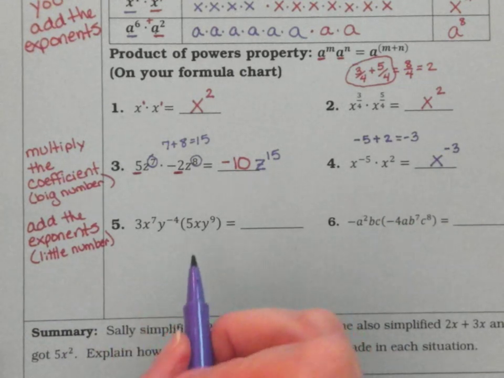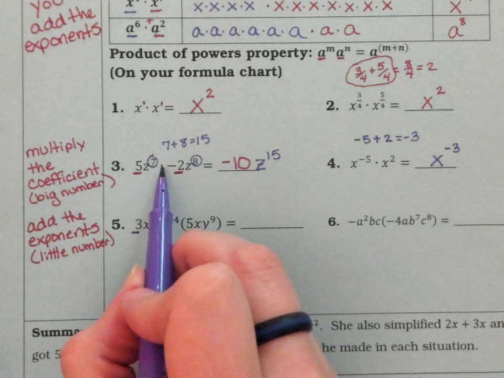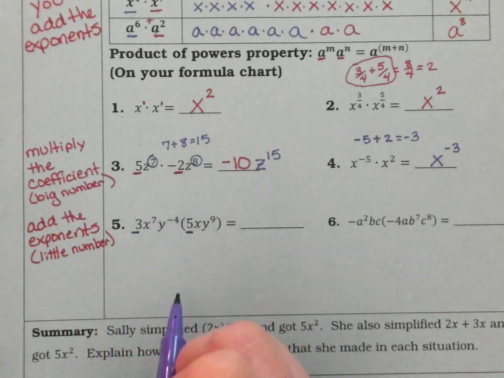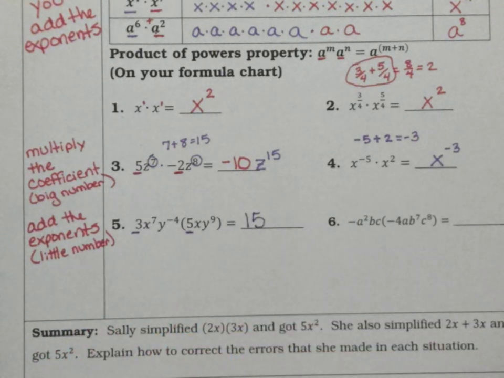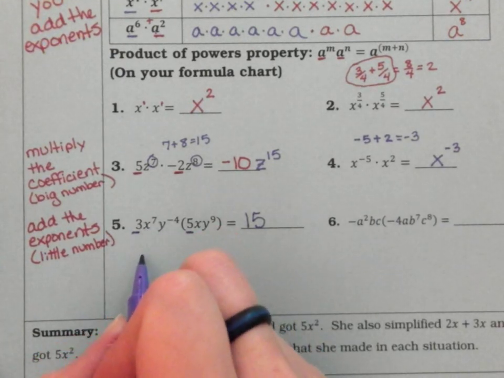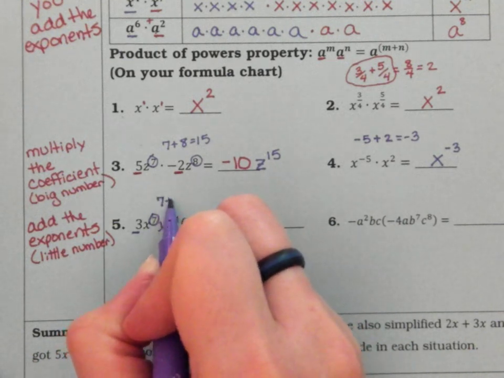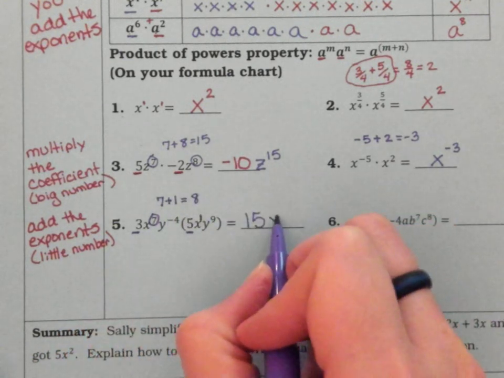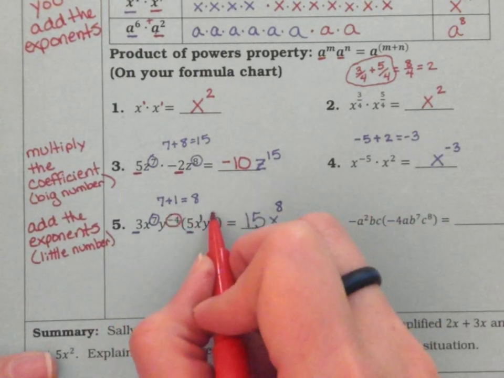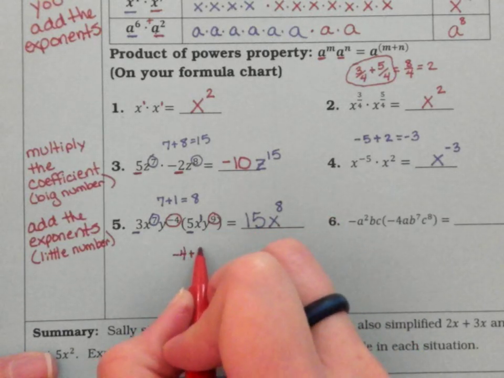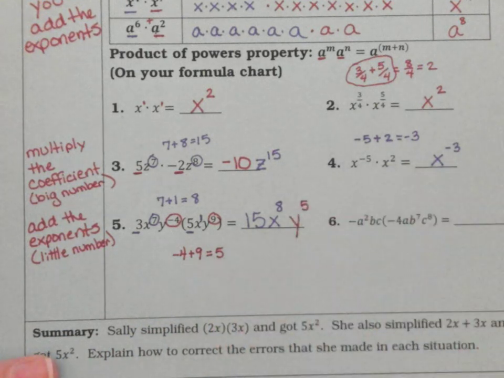All right, on number 5, I have coefficients. So you could see the little dot as a multiply. You could see parentheses as a multiply. 3 times 5 is 15. And then I got to look at my x's. I have x to the 7, and there's an invisible 1 here. 7 plus 1 is 8, so that's x to the 8th power. And then my y's, I have -4 and 9, so -4 plus 9 equals 5, y to the 5th power.